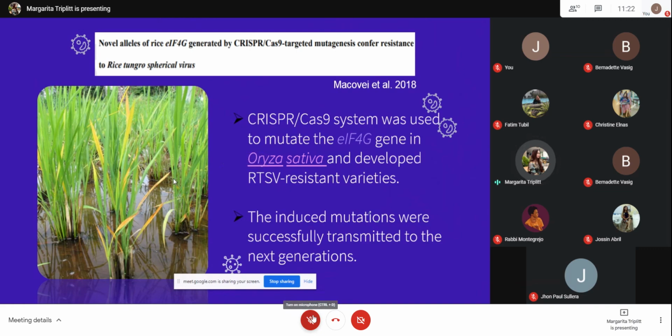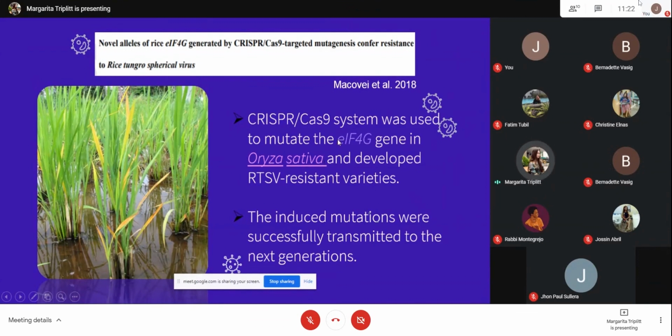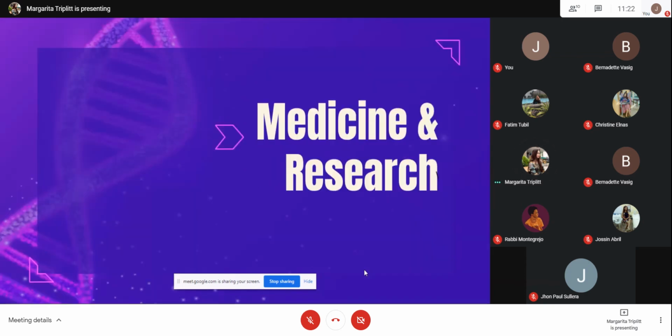And in their study, the CRISPR-Cas9 system was used to mutate this specific gene, the ELF4G gene, in Oryza sativa and develop RTSV resistant varieties that could potentially be released to the market that would be resistant to the virus. And also, the induced mutations were successfully transmitted to the next generation, which is a good thing.